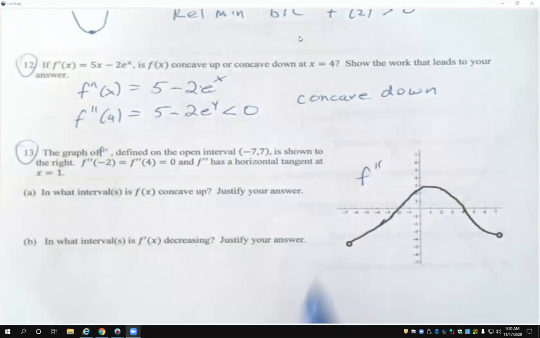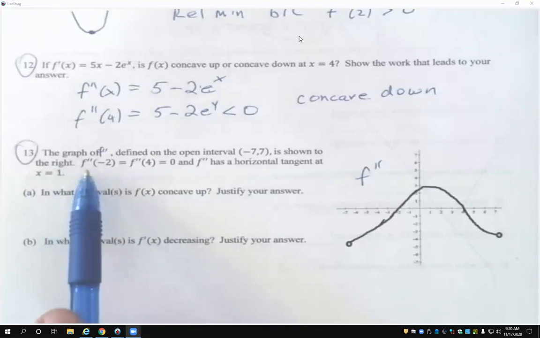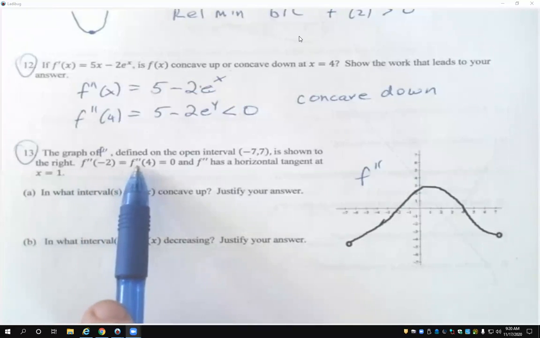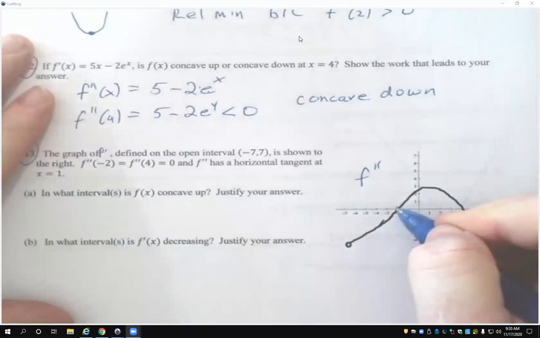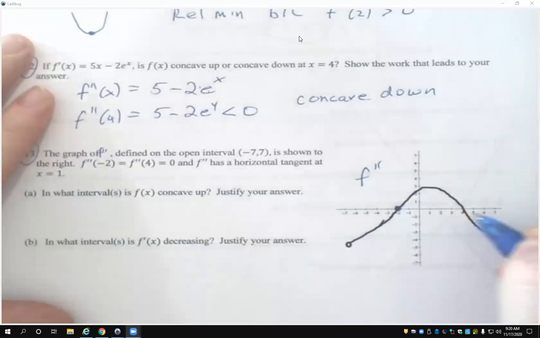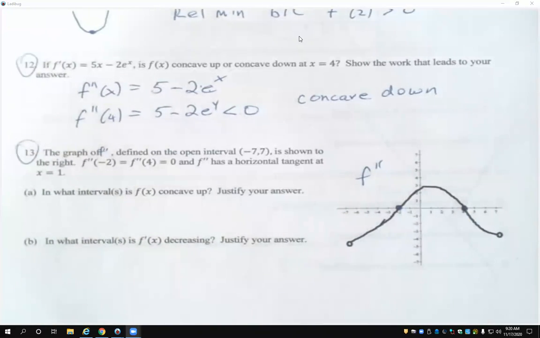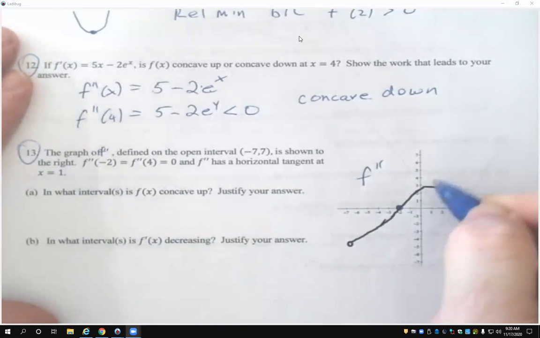It's on the open interval -7 to 7. So we don't know what's going on to the left, we don't know what's going on to the right. But here's what we know: f double prime of -2 equals f double prime of 4, which is 0. So at -2 we're 0, and at 4 we're 0, and f double prime has a horizontal tangent at x equals 1.